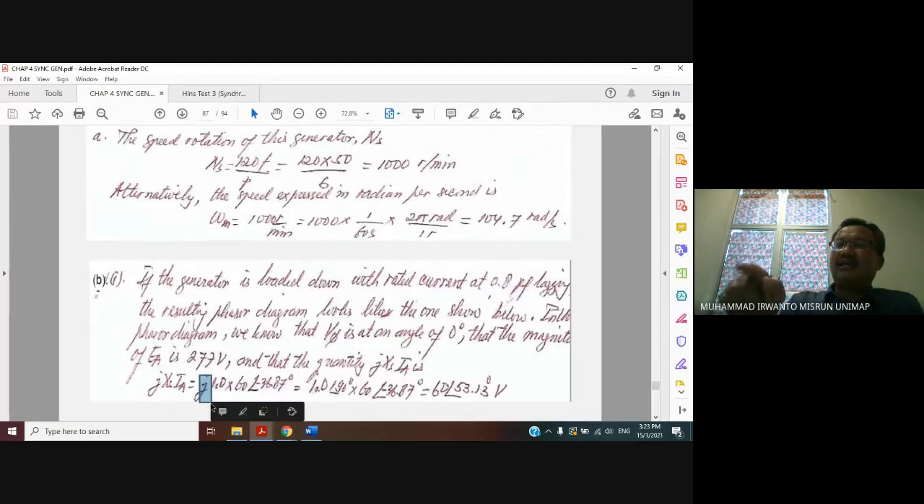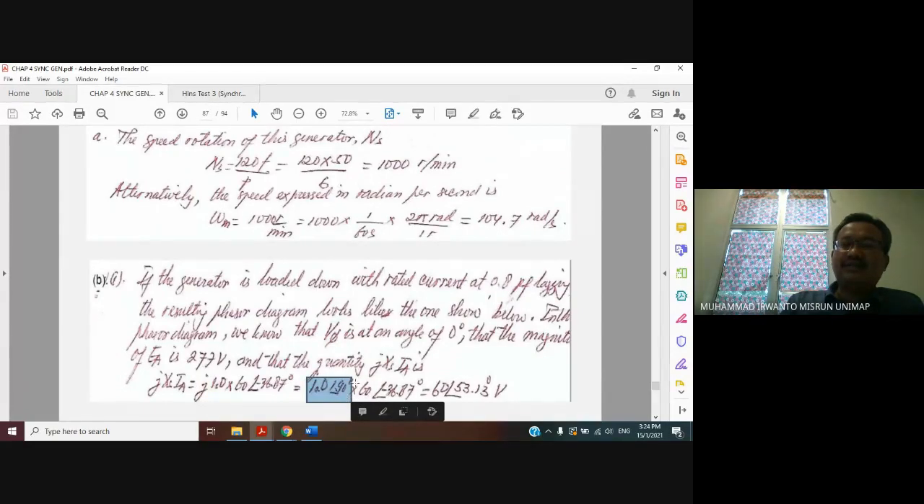J itu kan angle 90 degree. I write here to be 1 angle 90 degree, multiply 60 angle minus 36.87 degree. Kalau ini kan step by step to be solved. Meaning for the angle 90 minus 36.87, this one lah 53.13.